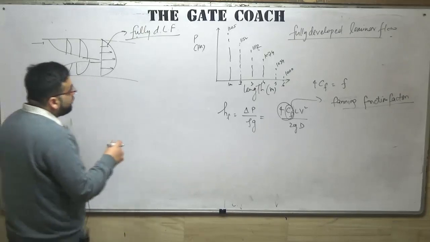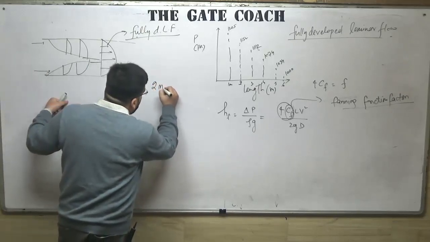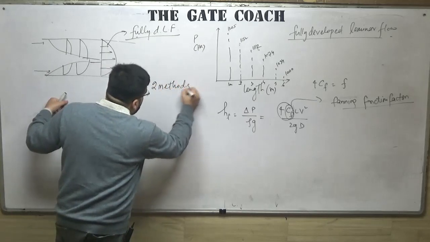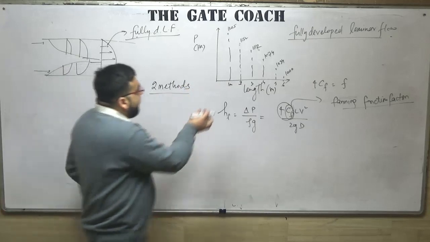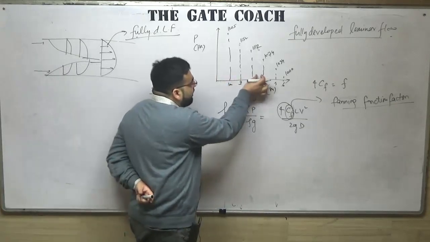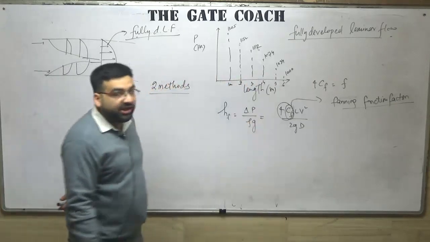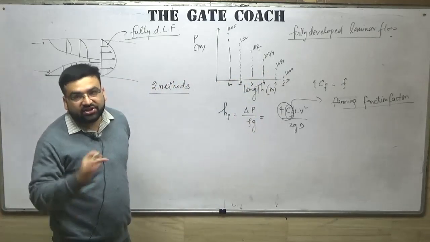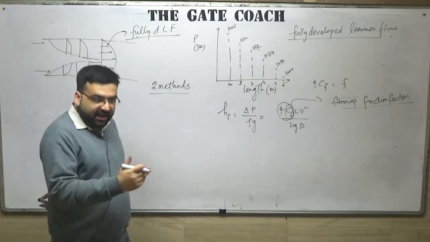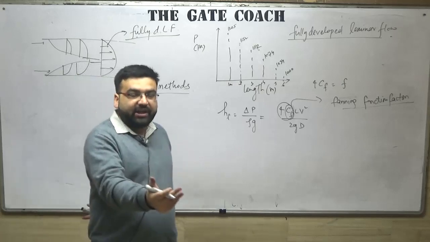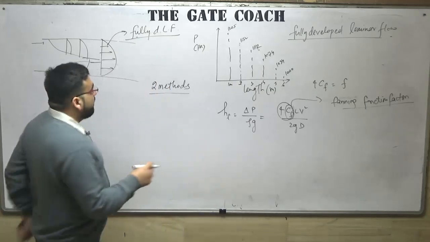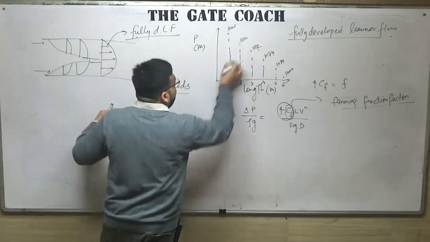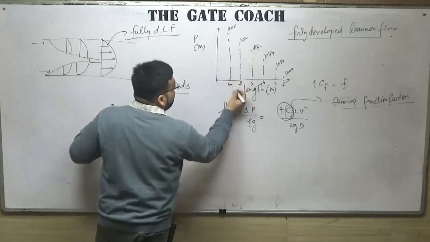So this question can be solved by two methods. Now what is the first method? For every pressure change, you calculate the value of the CF, and then you will see after what point it has actually become constant. For example, you get the pressure change at this point, and at this point, right?